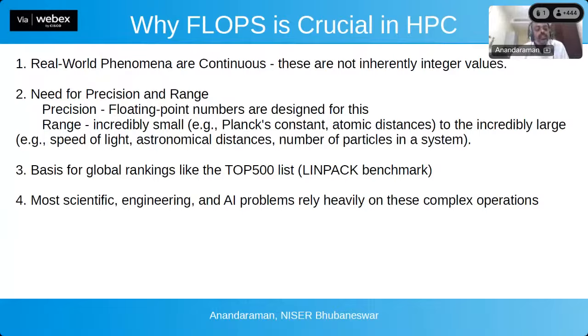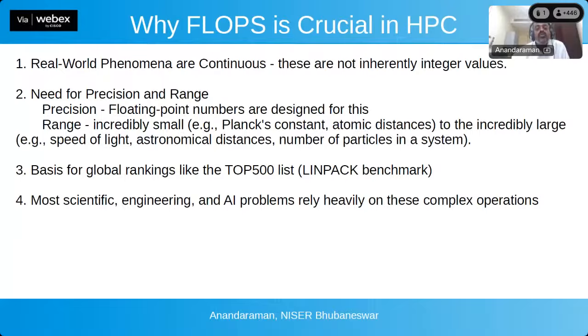So that is the basis for global ranking. Here the top500.org list is there. This list is based on floating point operations per second, that is, how many floating point operations per second that computer can do.